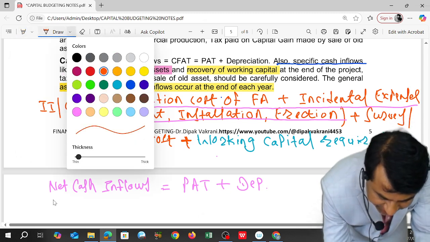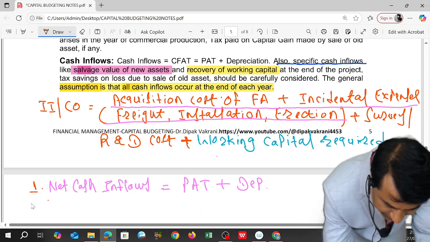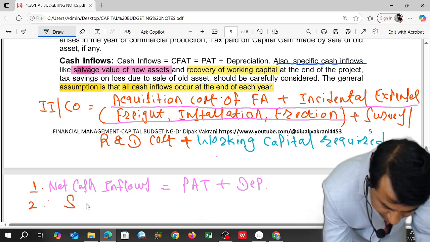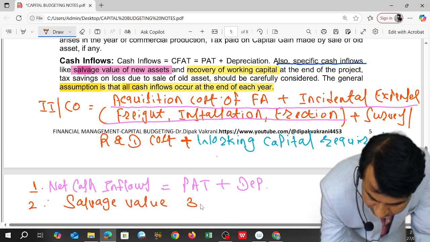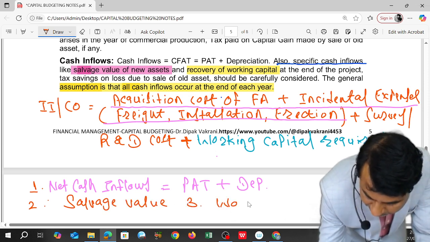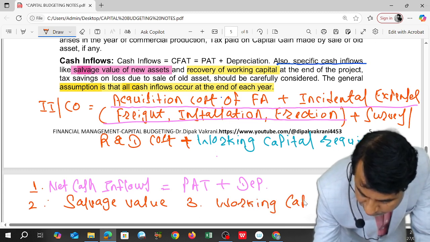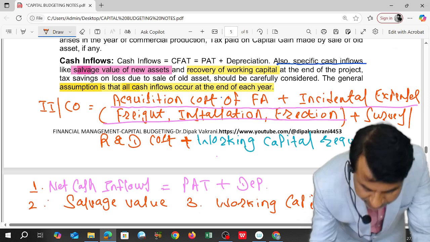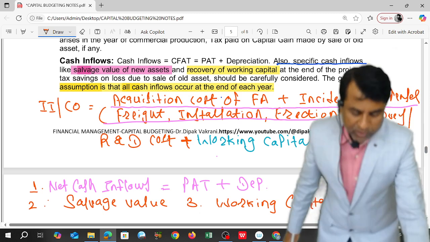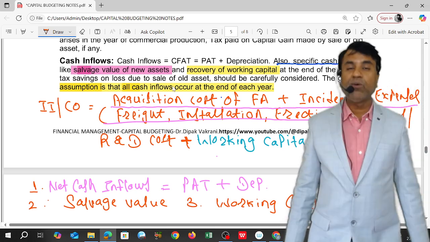The first one is net cash inflows or gross cash inflows, whatever is given in the question. Second, you need to consider salvage value at the end of the project life, which is provided in the question. Third, most important, is working capital. And fourth, which will be considered if given in the question, is tax saving on loss due to sale of old asset.